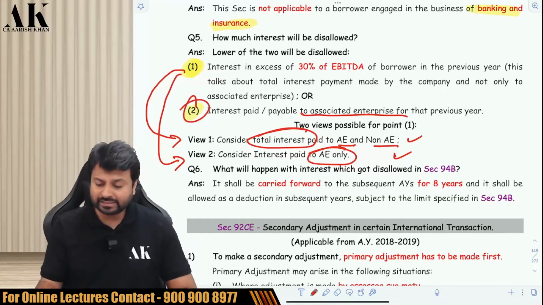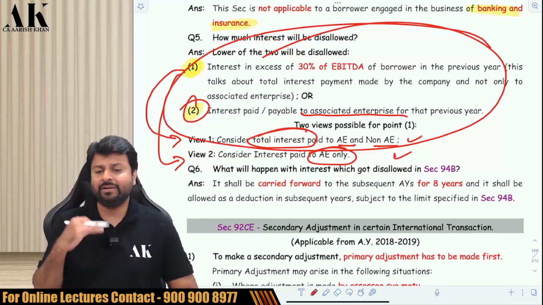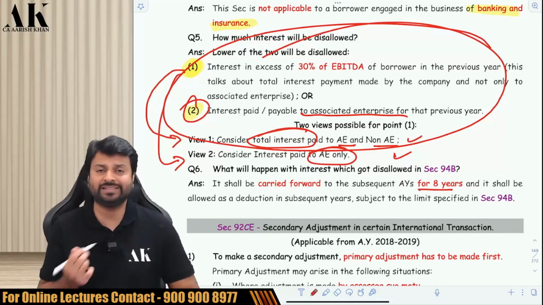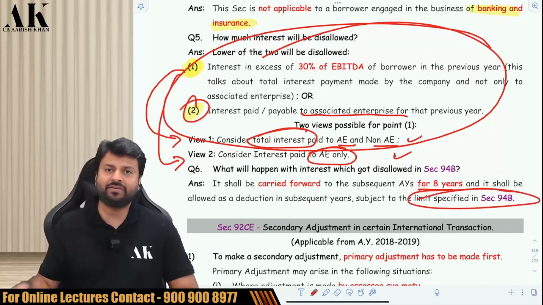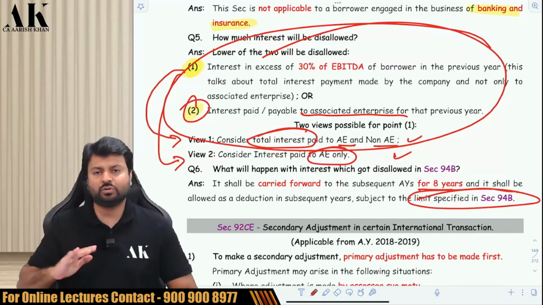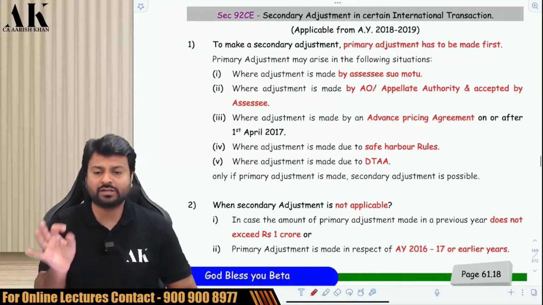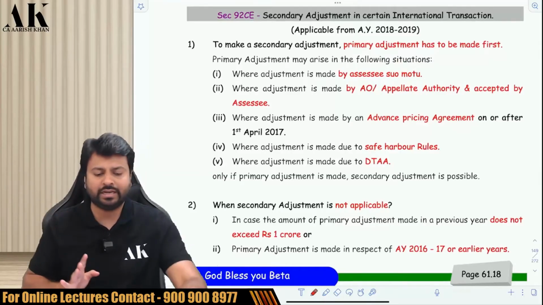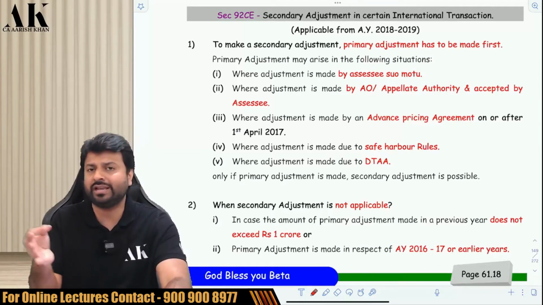Now whatever interest is disallowed over here, don't be under the impression that it is disallowed forever. It will be carried forward for the next 8 years and you can take deduction against your business income for the next 8 years, subject to the limit specified in 94B, for which we have done some questions in the class on how to determine that limit. Okay, so the disallowance under 94B is subject to carry forward to subsequent years, and in a subsequent year you can take the deduction of that particular disallowance against any other business income.